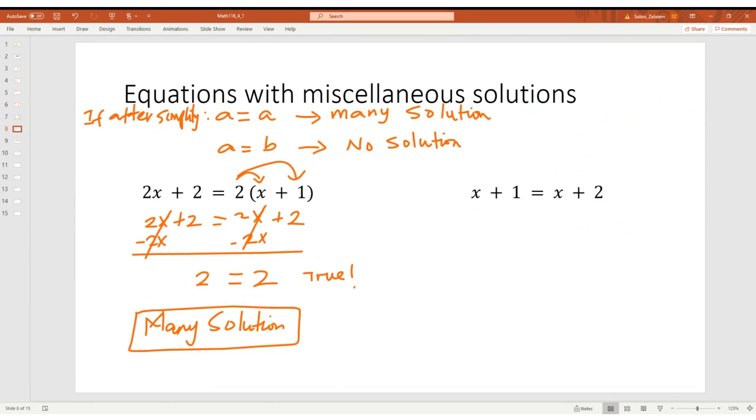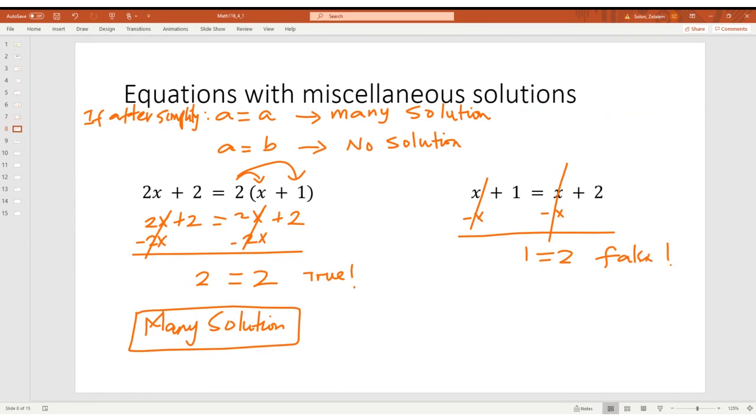Okay. Now let's check the second one. So if you see here, we have x plus 1 equals x plus 2. So we take away x from both sides to move the variable x to the left. So x cancels x. Here also x cancels x. I have 1 equals 2. This is a false statement. 1 is not equal to 2. So this is a false statement.